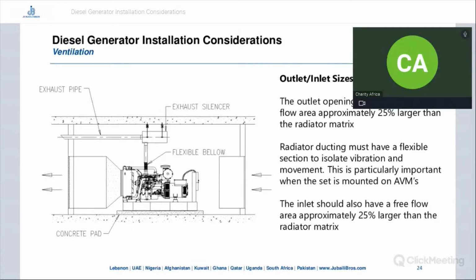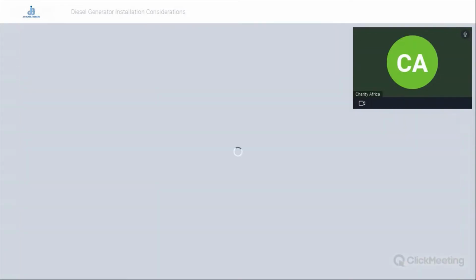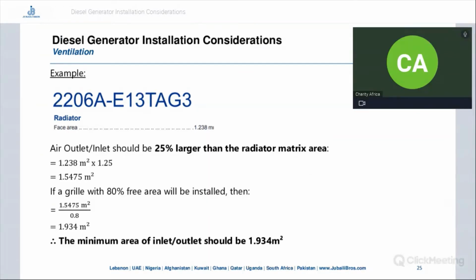On the next slide, we will be calculating the minimum area required for the inlet and outlet. Suppose we have the same genset, JP400, with an engine of 22006AE13 tag 3. The radiator face area from the technical data sheet is 1.238 square meters. The air inlet and outlet should be 25% larger than the radiator matrix area. So taking the face area of the radiator and adding 25%, we get around 1.55 square meters.